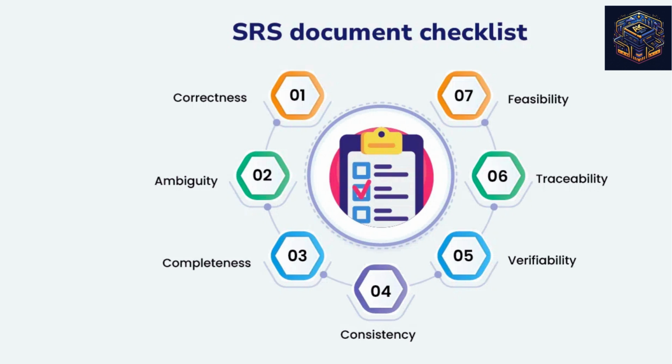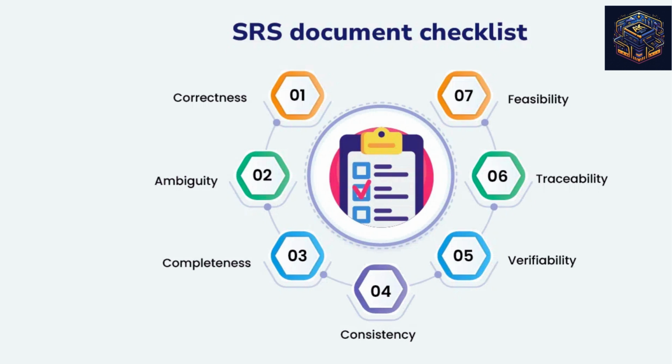4. Consistency. Consistency is essential for a well-structured document. Requirements must not conflict with one another, and all objects must have unique and clearly defined characteristics. Additionally, terms like mathematical equations, acronyms, and abbreviations should be used uniformly throughout the document. The checklist highlights any inconsistencies for resolution.